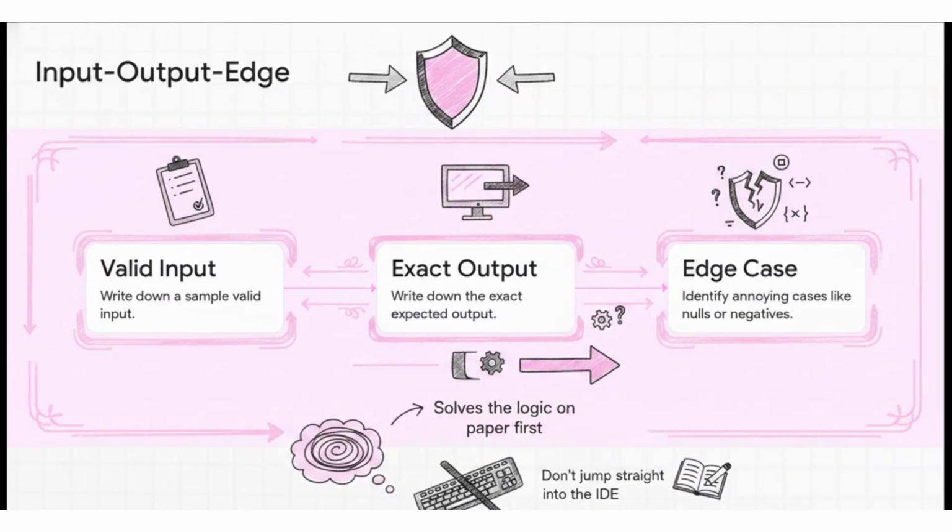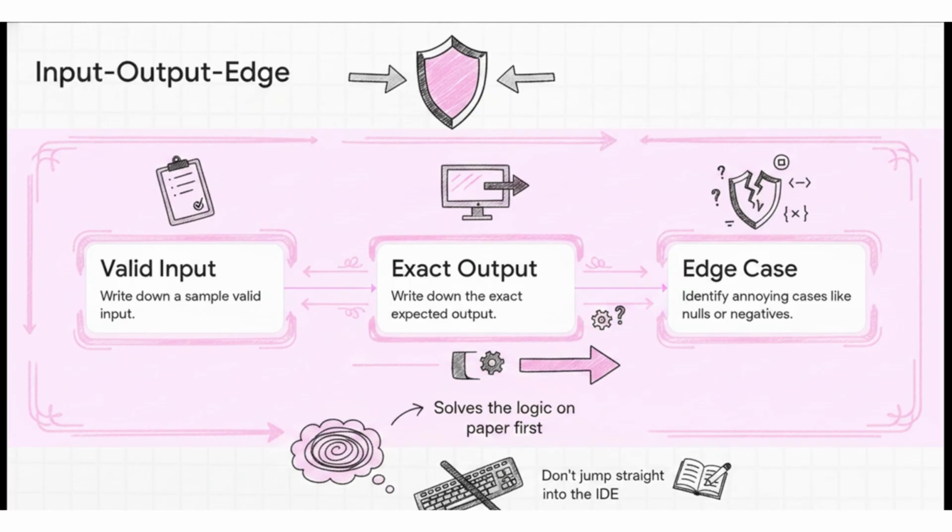But hold on, before your fingers even touch that keyboard in the lab, you need a strategy. This is where the input-output-edge strategy comes in. You basically have to solve the problem on paper first. Step 1, write out a sample valid input. Step 2, write down the exact expected output. And step 3, this is the fun one, write out the most annoying edge case you can possibly think of.